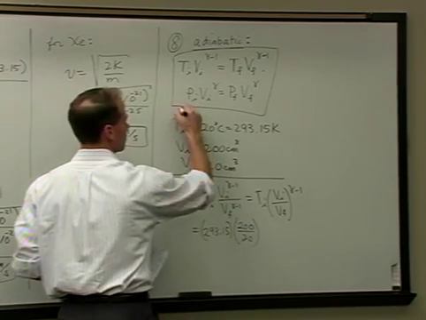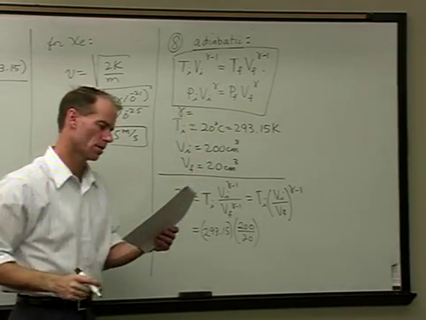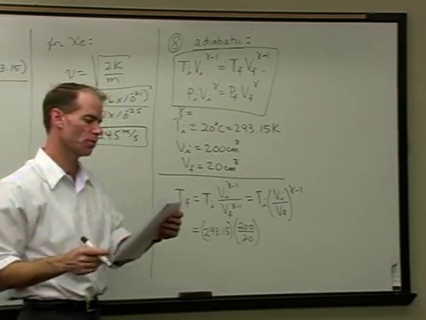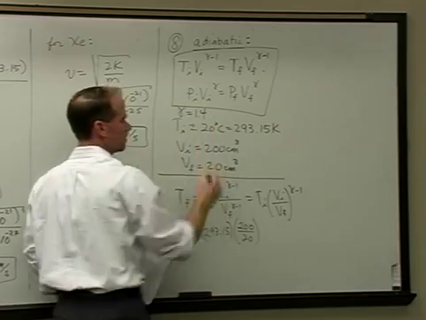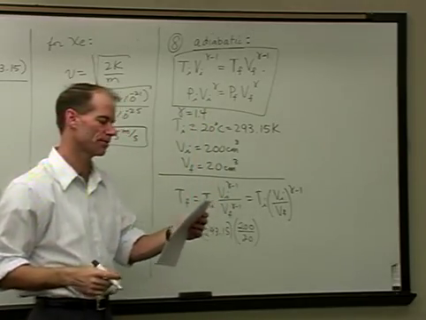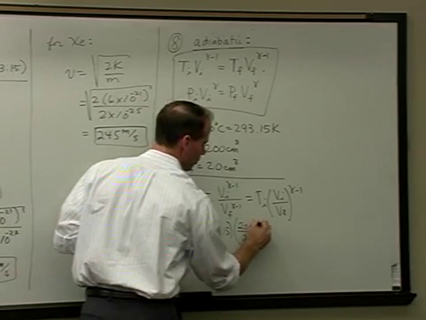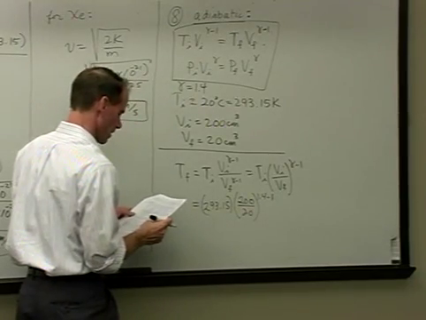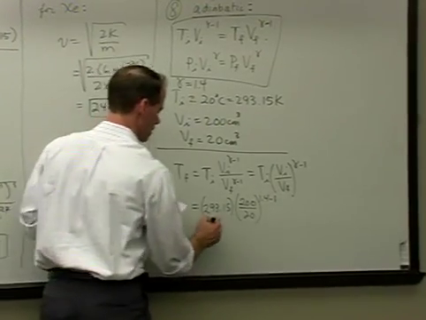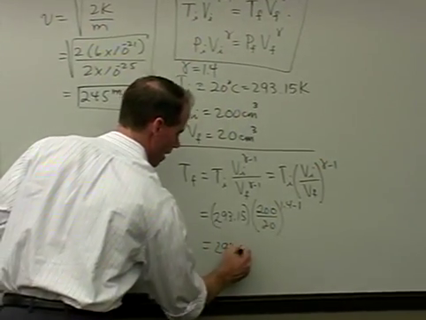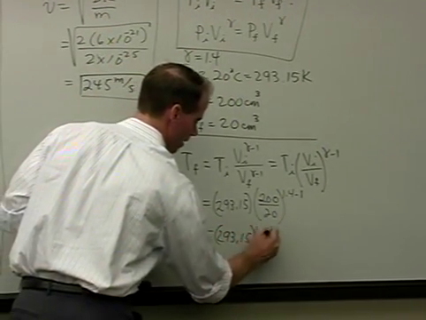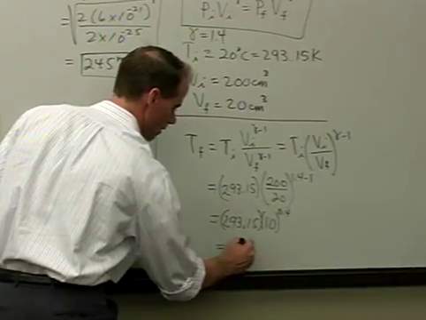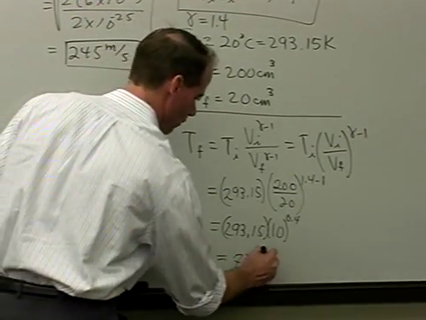And gamma, well, we're given the gamma. Gamma was given as 1.4. So we're assuming that this is probably mostly a diatomic type gas. So this would be 1.4 minus 1. And so that's going to be 293.15 times 10 to the 0.4 power. And that gives me 736.4 Kelvin.